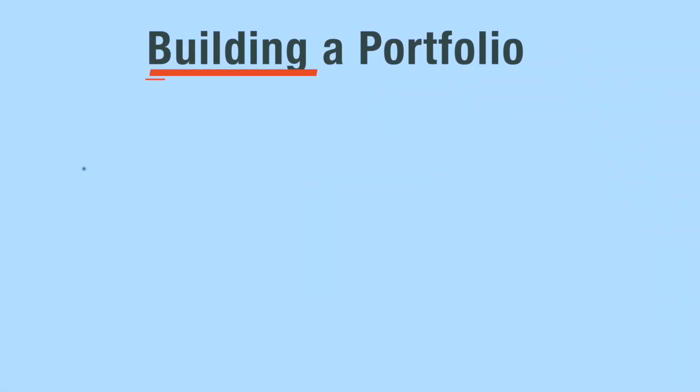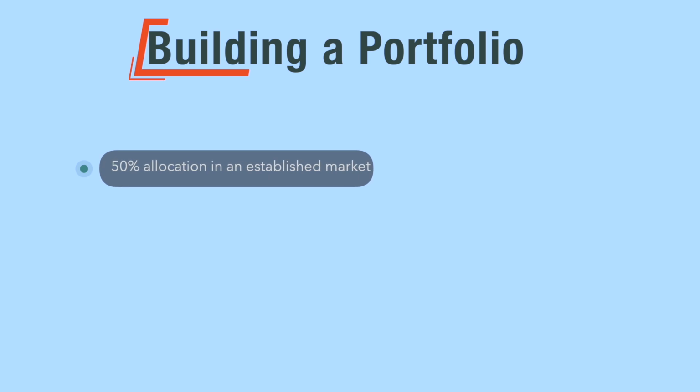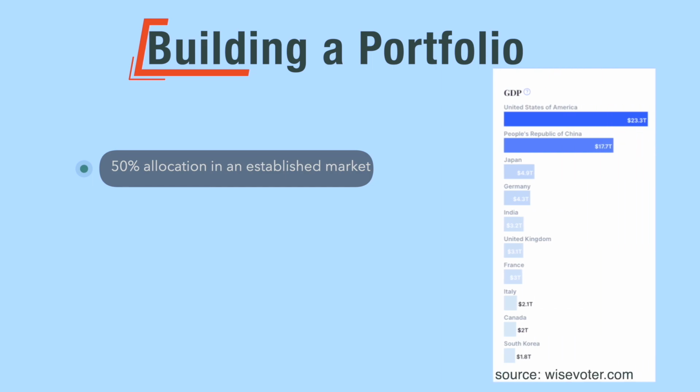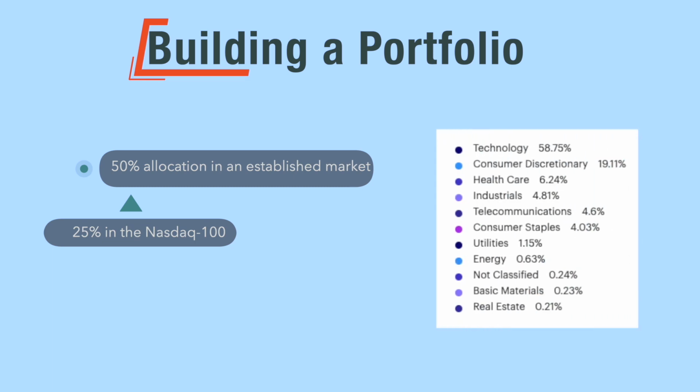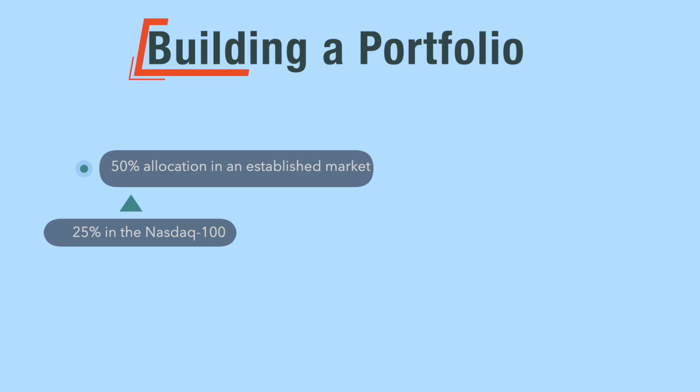You should have a 50% allocation in established markets. I highly recommend the US market because, like it or not, it is the strongest economy in the world. So go for 25% in the Nasdaq, which is 100 non-financial companies, but the majority are tech-related companies. Another 25% in the S&P 500, which are the 500 largest companies in the US.